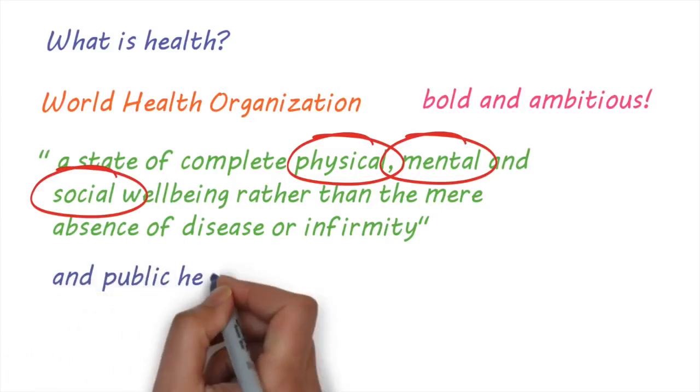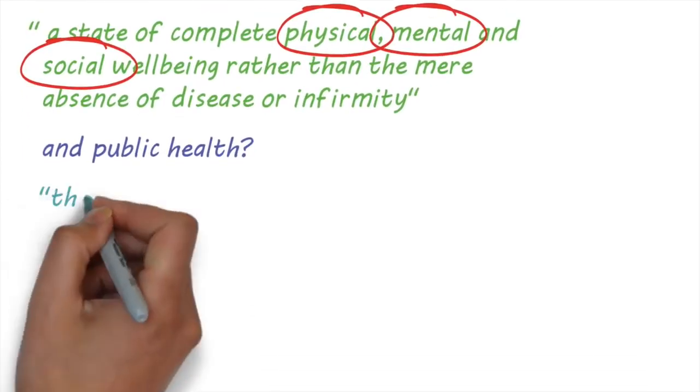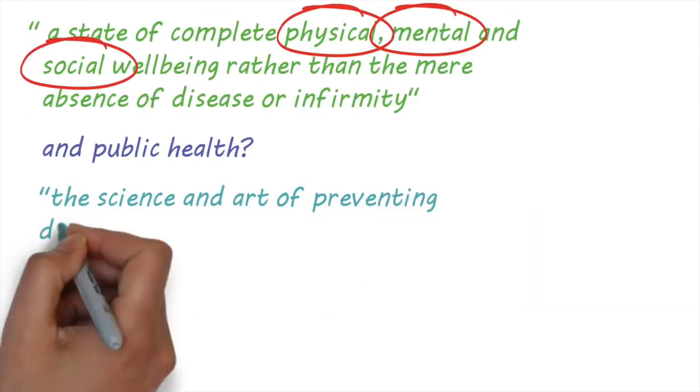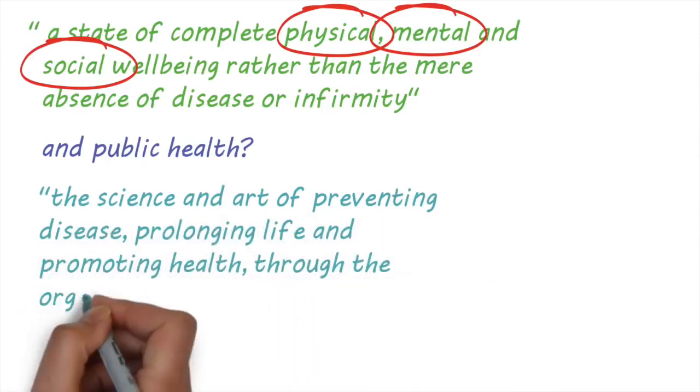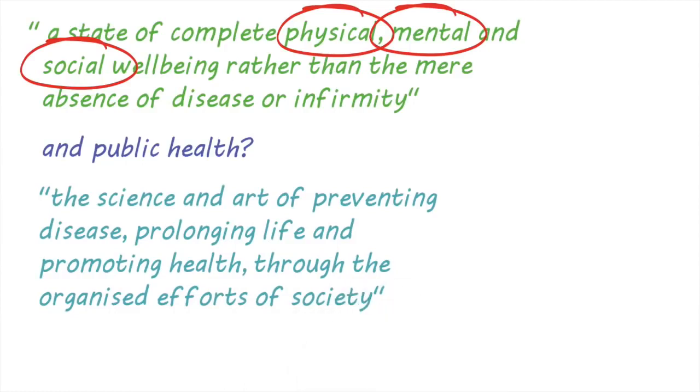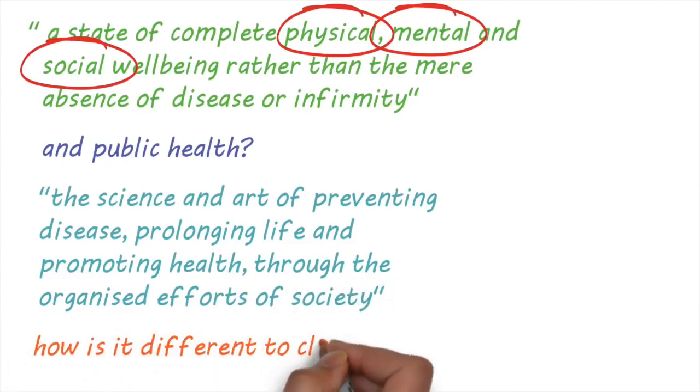And public health? Well, public health is the science and art of preventing disease, prolonging life, and promoting health through the organized efforts of society. Okay, so how is it different to clinical medicine? Let's take a look at an example.